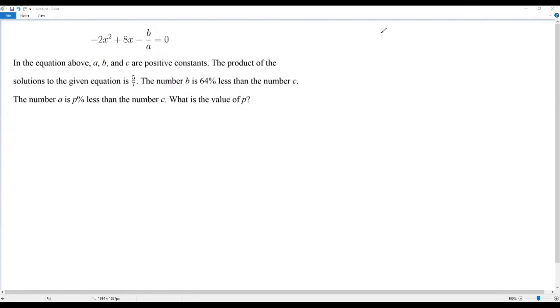Now let me consider a quadratic equation in standard form, that is ax squared plus bx plus c equals 0. The formula to get the product of the two solutions is to divide the constant term c by the coefficient of x squared, that is a. Now let's consider this particular piece of information: the product of the solutions to the given equation is 5 over 7. Here we have the product of the two solutions, that is 5 over 7.